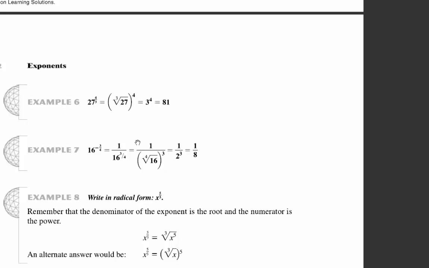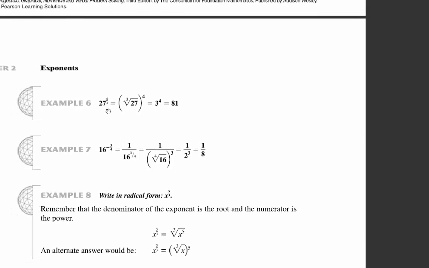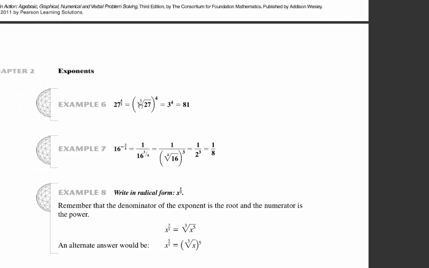How would I handle something like example 6? I have 27 raised to the 4 over 3. So the 3 is on the denominator, so that goes in my index, and the 4 is in my numerator, so that becomes my power. Right? So 4 over 3, well, you could look at this. The 4 seems to be over the 3.